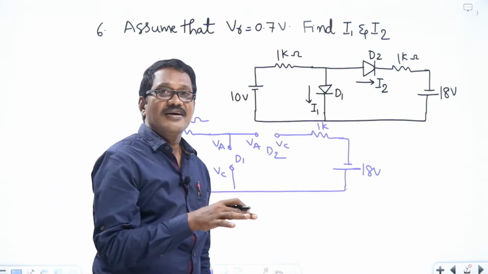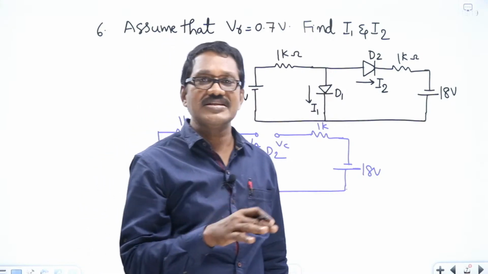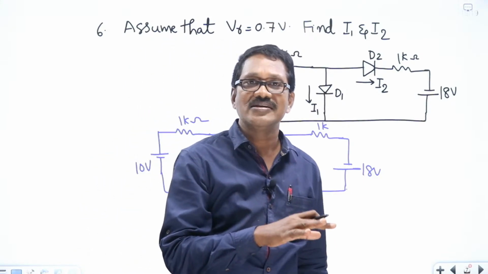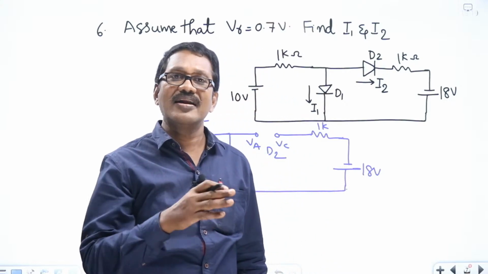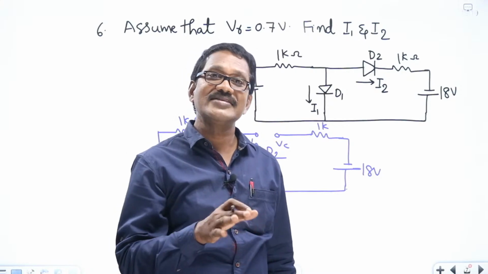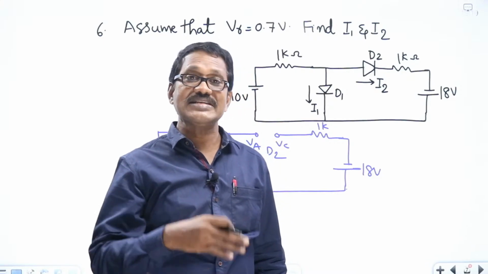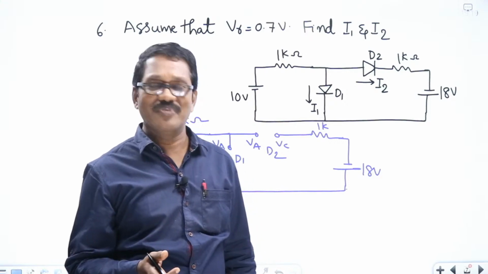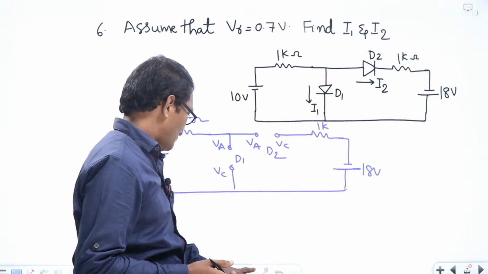Observe whether VA minus VC for D1 or D2 is less forward biased. So is it greater than or less than V gamma? If it is less than V gamma, then it is said to be in off state. If it is greater than V gamma, then it is said to be in on state. As simple as that, right? So let us see.